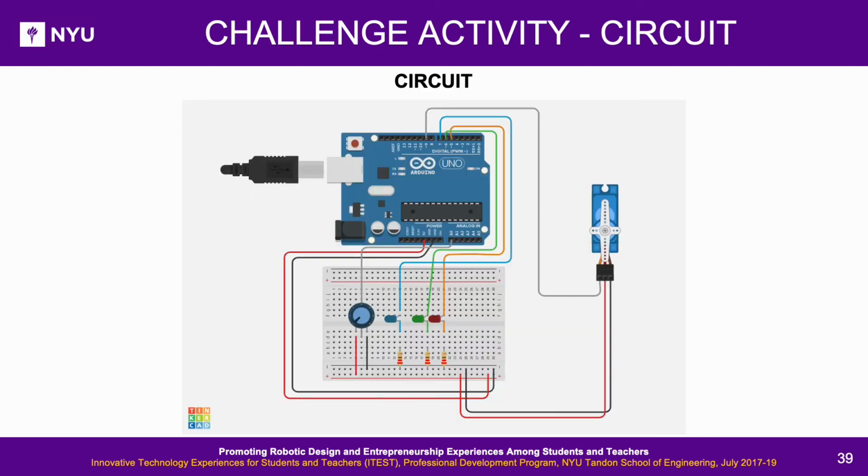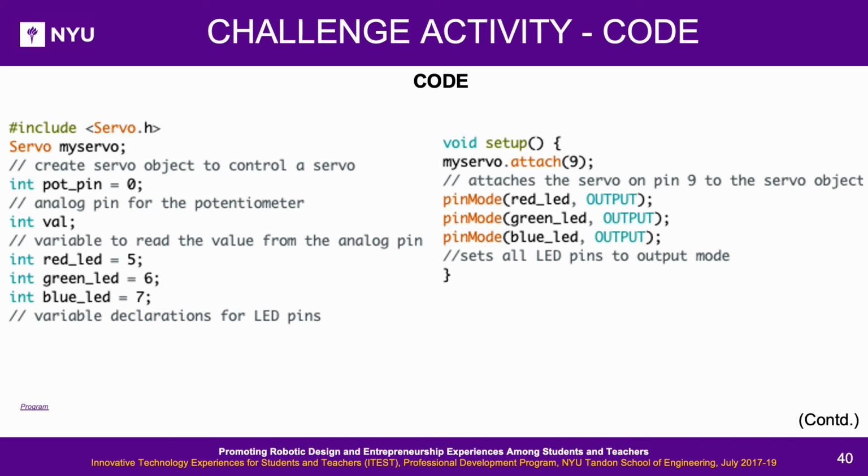Challenge activity. Solution. Circuit. This circuit schematic shows the breadboard connections and interfacing of the potentiometer, LEDs, and servo with the Arduino. A common mistake is to forget the common ground. Try checking that first while troubleshooting, if required. Challenge activity. Solution. Code. The program for this activity is quite simple. It is a combination of 3 activities that have already been introduced.